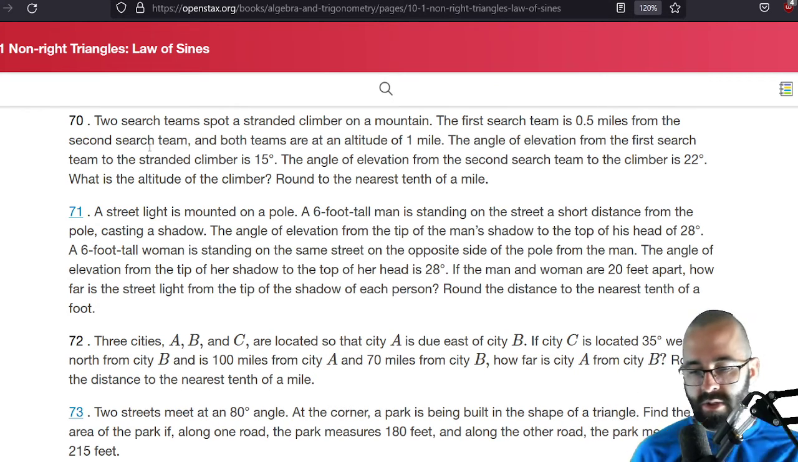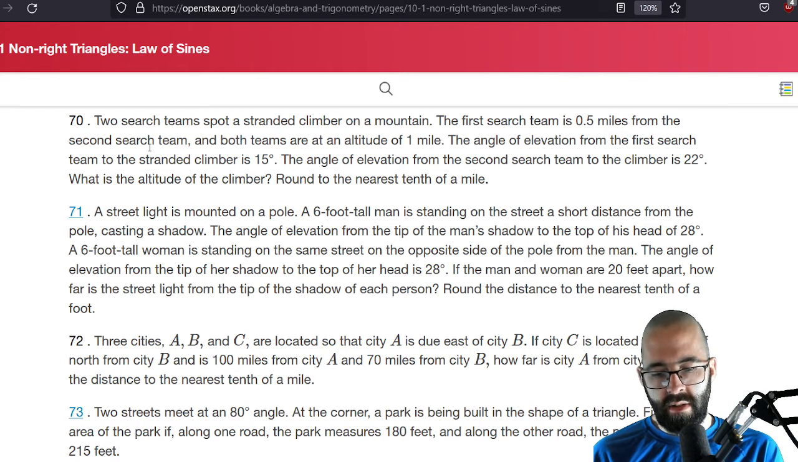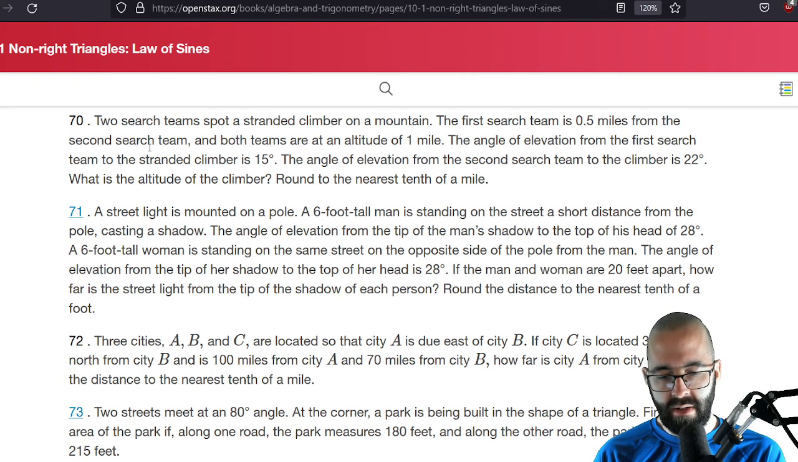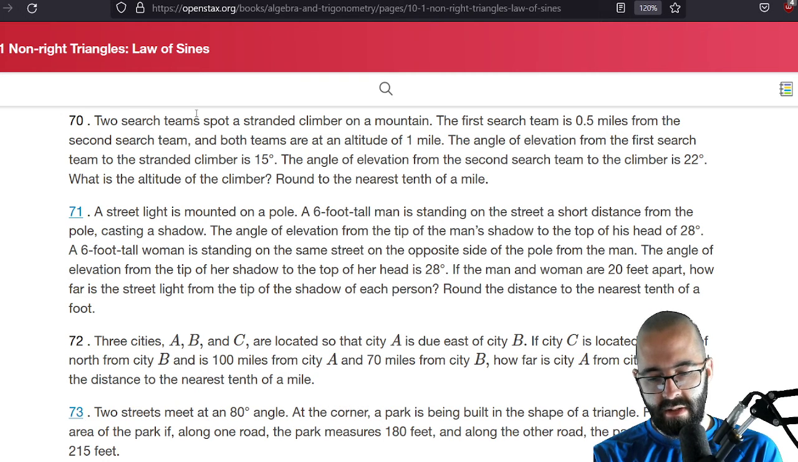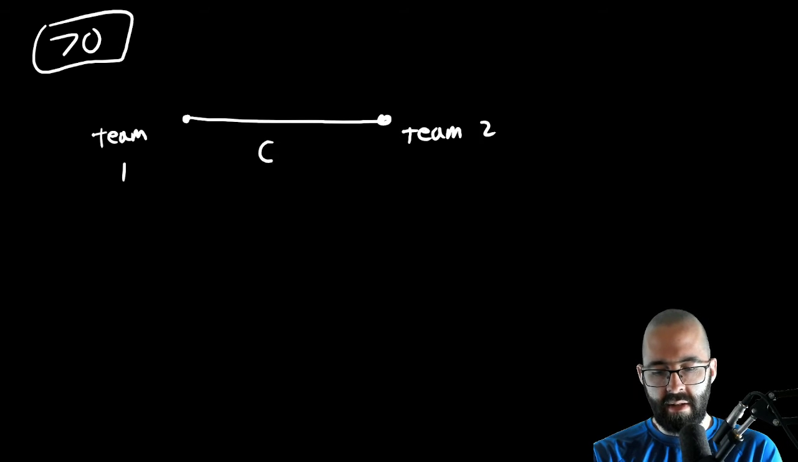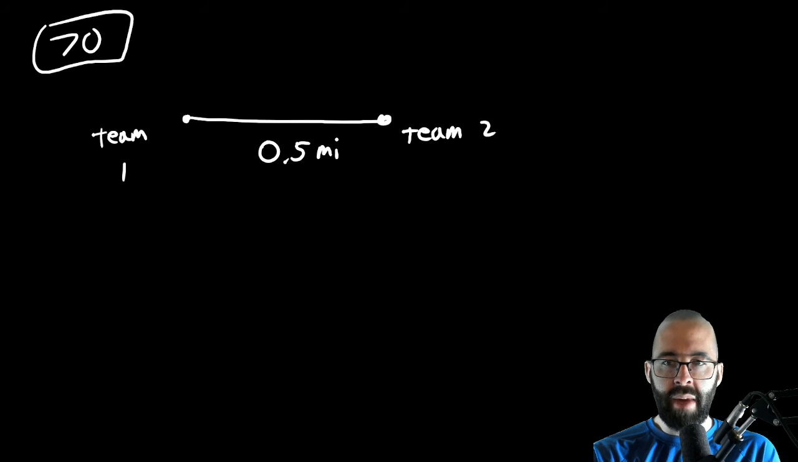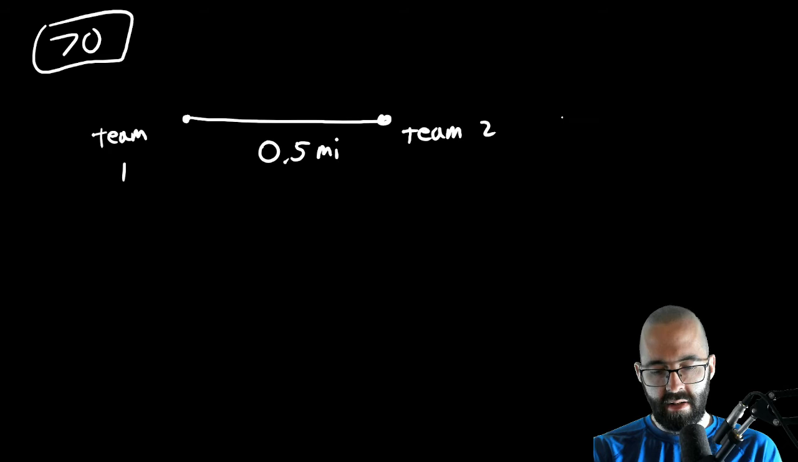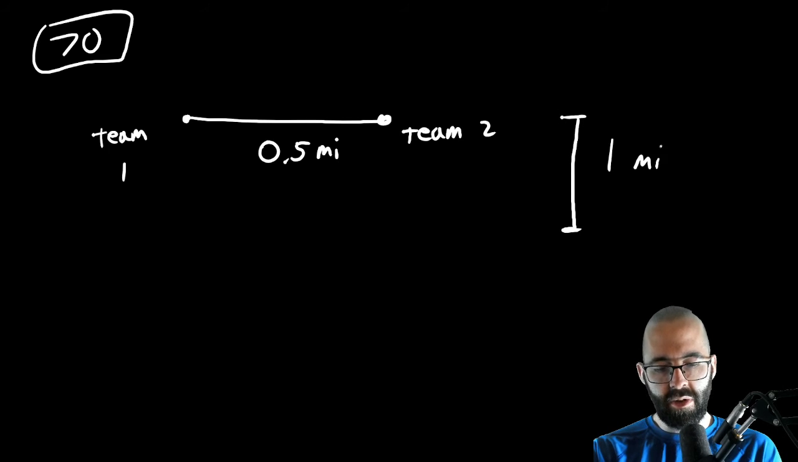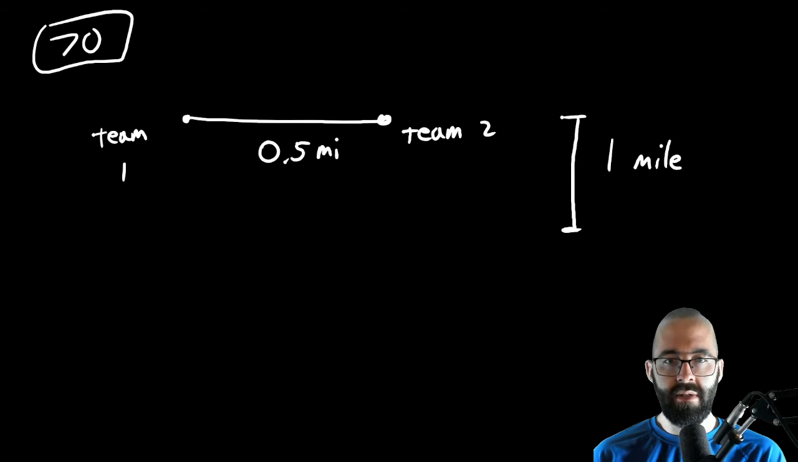Two search teams spot a stranded climber on a mountain. First search team is half a mile from the second search team, and both are at an altitude of 1 mile. Angle of elevation. All right, so we have two teams that are separated by half a mile. This is going to be team 1 over here. This will be team 2. Separated by half a mile. And they're at a mile elevation. Think of this whole triangle occurring a mile above sea level.